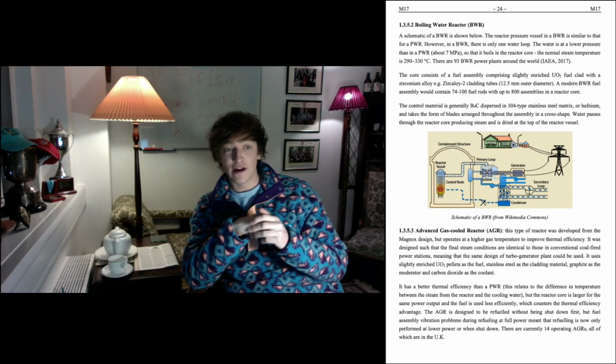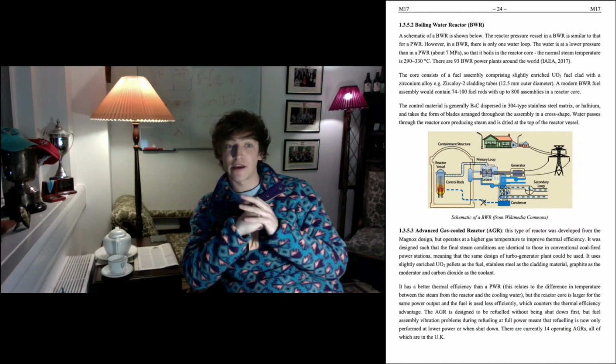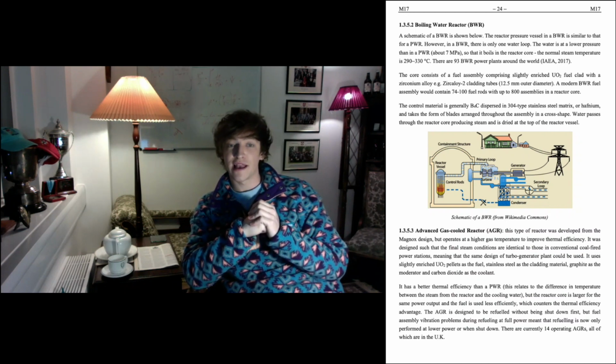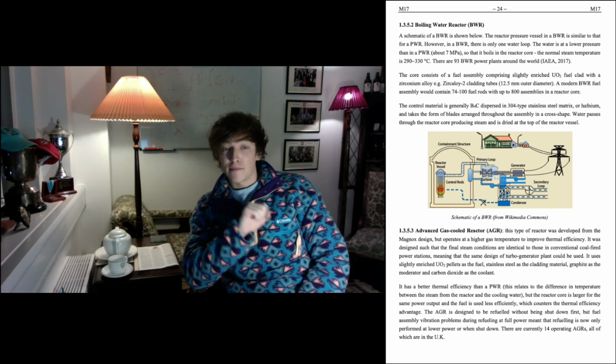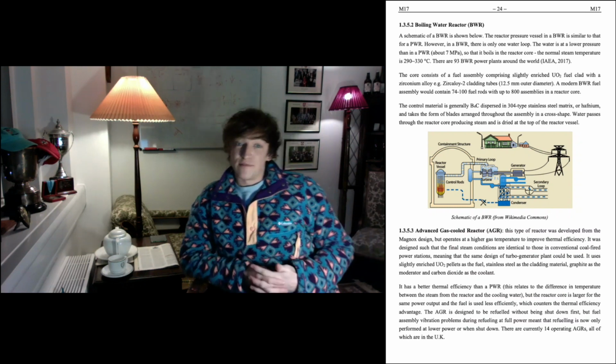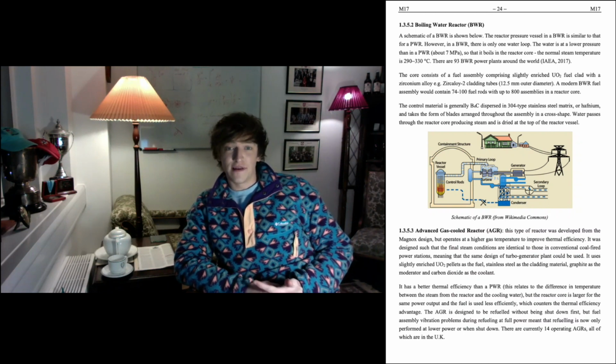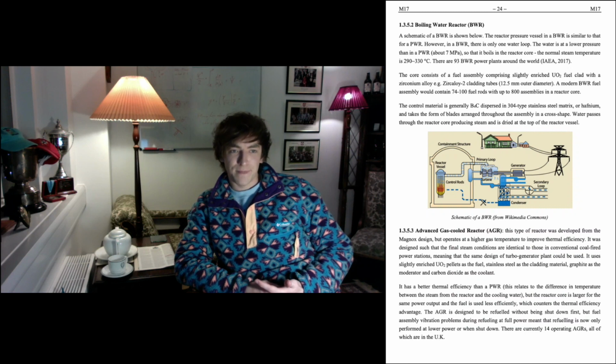Again, these reactors use slightly enriched ceramic uranium dioxide for the fuel and are clad again in a zirconium alloy cladding. But BWR core designs are quite different. For example, they contain about 800 fuel assemblies with up to around 100 fuel rods per assembly. So a lot more than in a PWR.